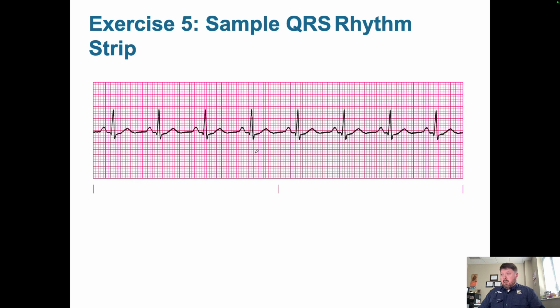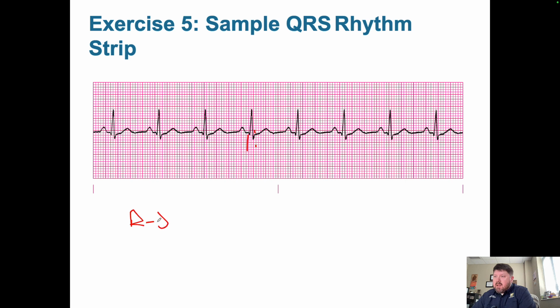So, using the same rhythm strip, we've got a rate of 80. We've got a regularity of regular. We've got a P wave that's present, uniform, upright. We've got a PRI of around 0.16, and then we're going to measure our QRS. I'll measure this one from the start right there on that line, and it ends in the middle of this line. That gives me 2.5 small boxes, so that's going to be 0.10 seconds.